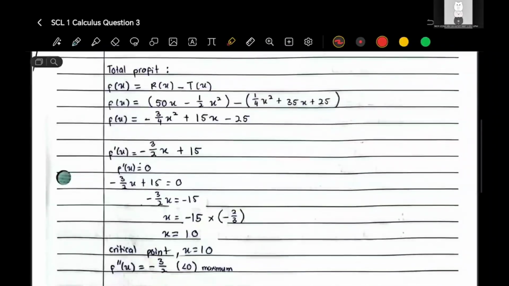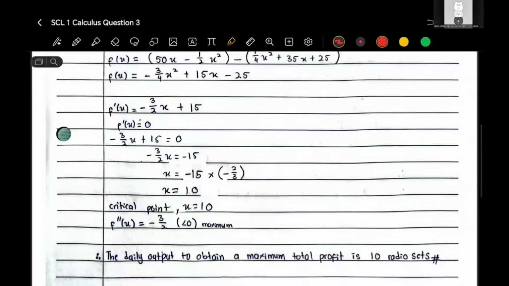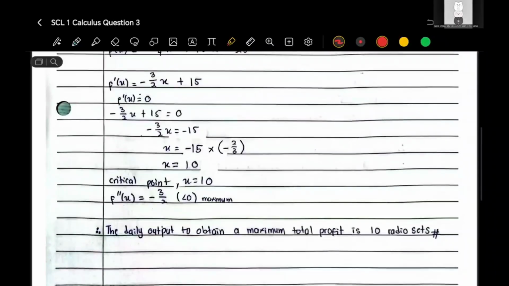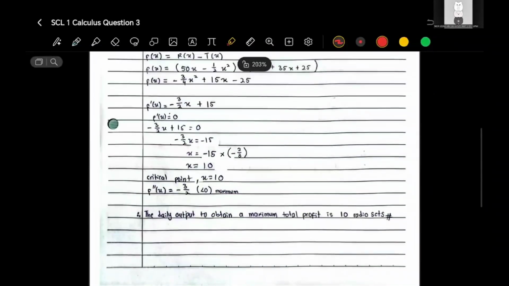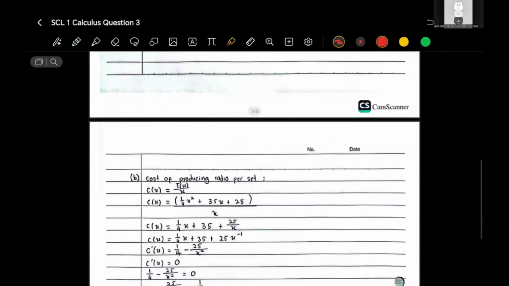And then we calculate the first derivative to search for the critical points, which gives x equal to 10. Then we use the second derivative to determine whether it is a maximum or minimum. From the critical point, I get the second derivative value of negative 3/2, which is less than 0, so it is a maximum. So the daily output to obtain maximum total profit is 10 radio sets.